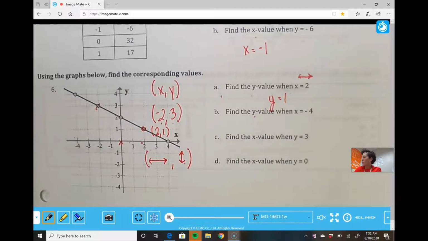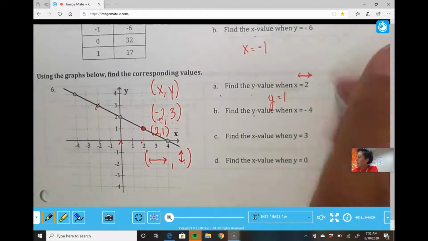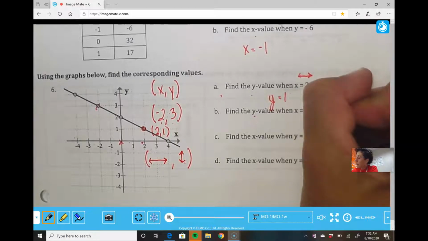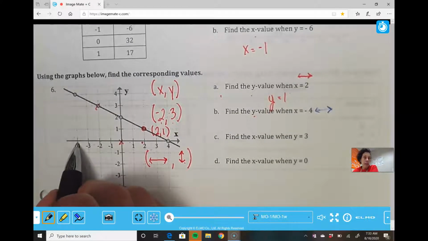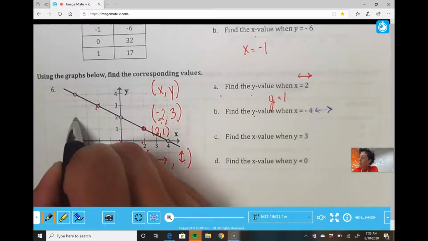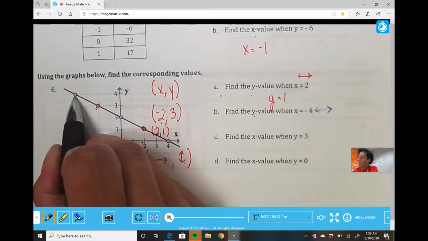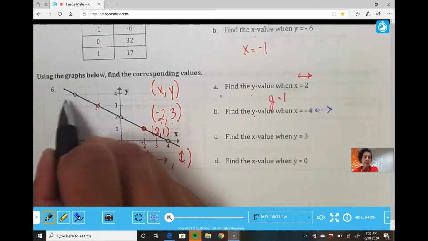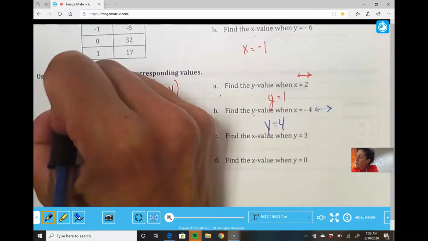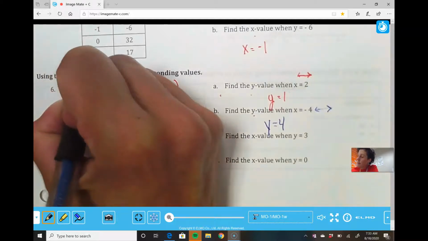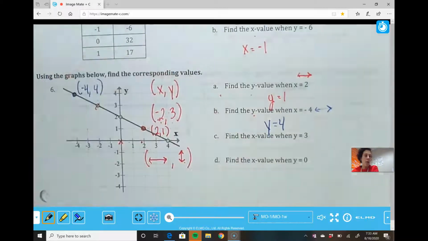So I think I'm going to switch colors because I got a lot of red here. Again, this is telling me to move left or right. Since it's negative, I'm going to move left 4. I need to get to my shape, so that means I'm going to be moving up. And when I move up, I'm moving up 4 spaces. If I look over here, I can see that y is 4. So again, this point here is x is negative 4 and y is 4.